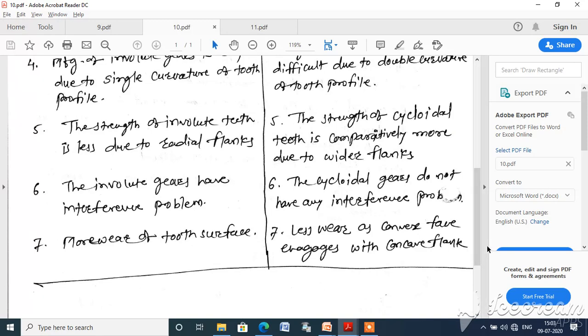Involute gears have an interference problem. We will see what interference is. Involute gears have an interference problem, whereas cycloidal gears do not have any interference problem. In involute gears you can find more wear of the tooth surface, whereas in cycloidal gears you can find less wear. So these are some comparison points. You can refer to the books and add more if you want to.